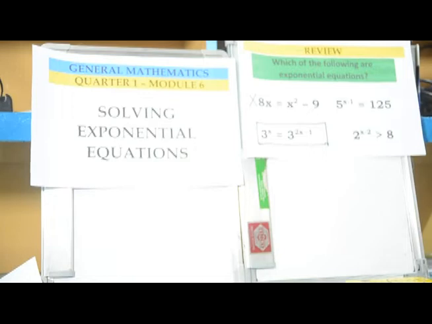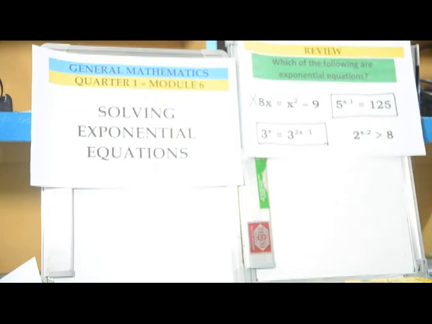How about the third one? 5 raised to the power of x minus 1 is equal to 125. There is still equality. So, do you think this expression is an exponential equation? You look at the variable x, and that serves also as the exponent. So therefore, and there is an equality symbol, therefore this one is an exponential equation. So let's mark the correct answer.